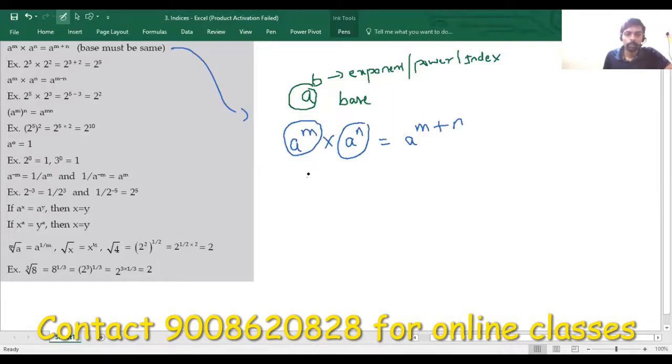For example, 2 power 5 into 2 to the power 4. So now we are multiplying this, but then bases are same, correct? And when you have multiplication sign, what we will do? We need to add the exponents, correct? So add these two now, 5 plus 4, correct? So 2 to the power 5 plus 4, and that is equals to 2 to the power 9. I hope you are getting this. So this is the first law of indices.